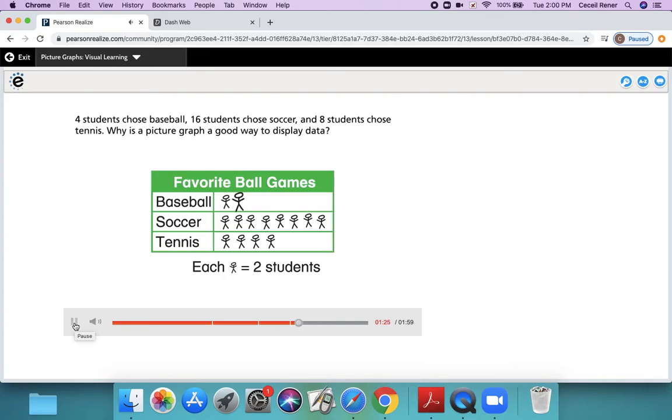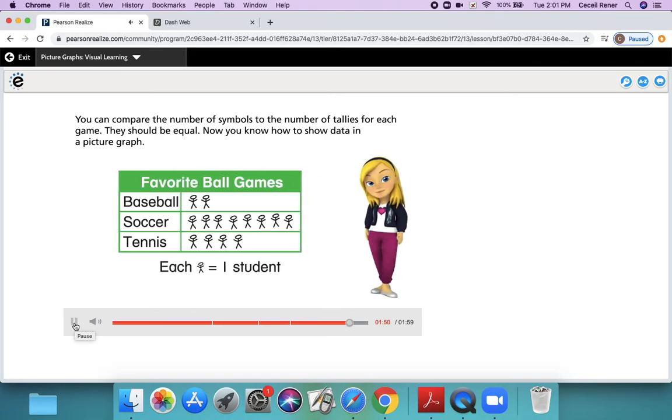4 students chose baseball, 16 students chose soccer, and 8 students chose tennis. Why is a picture graph a good way to display data? The pictures are easy to see and count. How can you check if the correct number of symbols were drawn for each game? You can compare the number of symbols to the number of tallies for each game. They should be equal. Now you know how to show data in a picture graph.